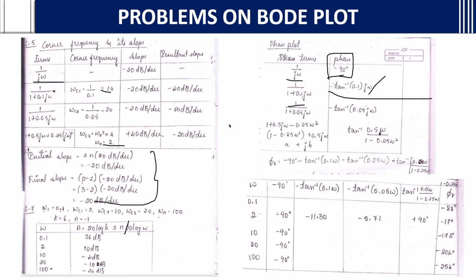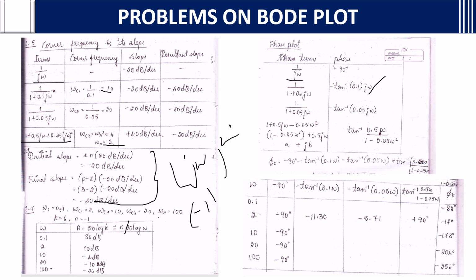I'll clearly explain how the zero is calculated, so it should not be confusing for you. First, not tan inverse, first we will calculate that. It is in the form of 1 plus 0.5 j omega plus 0.25 (j omega) square. J omega whole square means j square is nothing but minus 1, so minus 1 into omega square. So you can write 1 minus 0.25 omega square plus 0.5 j omega. So it is in the form of a plus jb, a complex number.